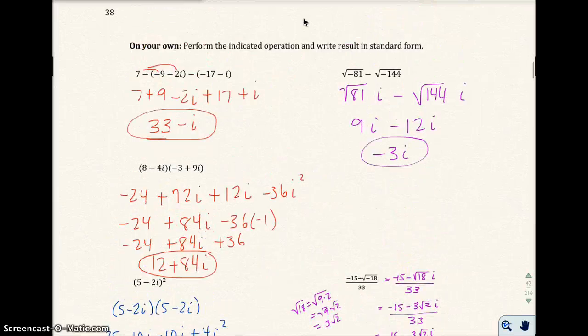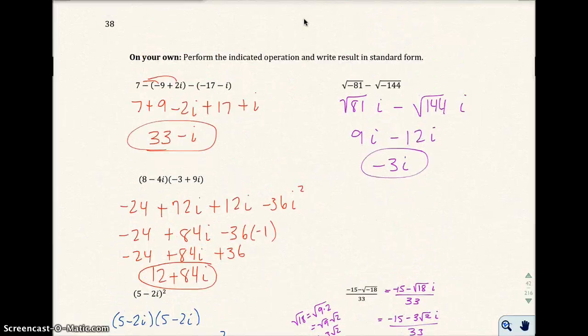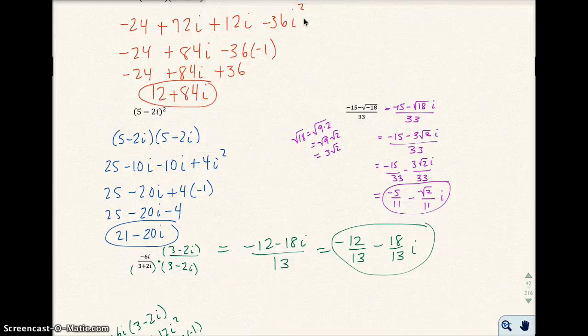Up on top, I got negative 3i. And below that, I got negative 5 over 11 minus square root 2 over 11 i. And this one, a lot of students, when I give this problem in class, would get this far and they just forgot to reduce.